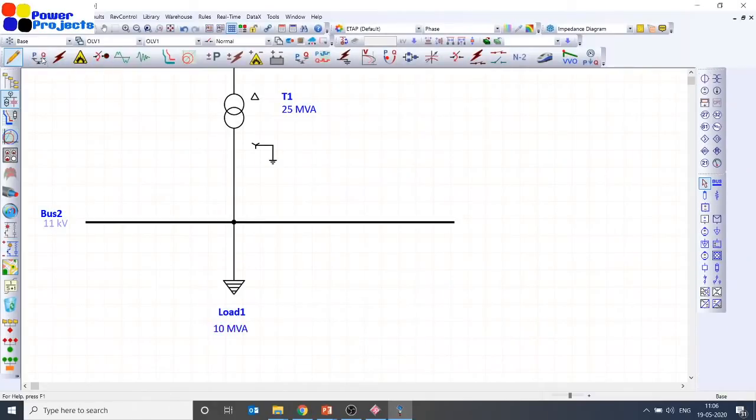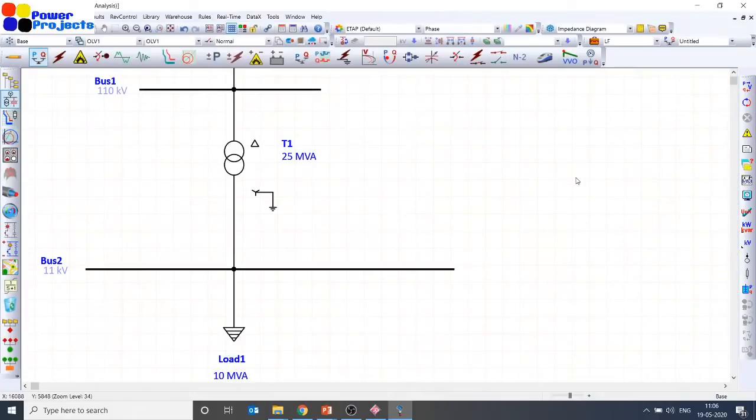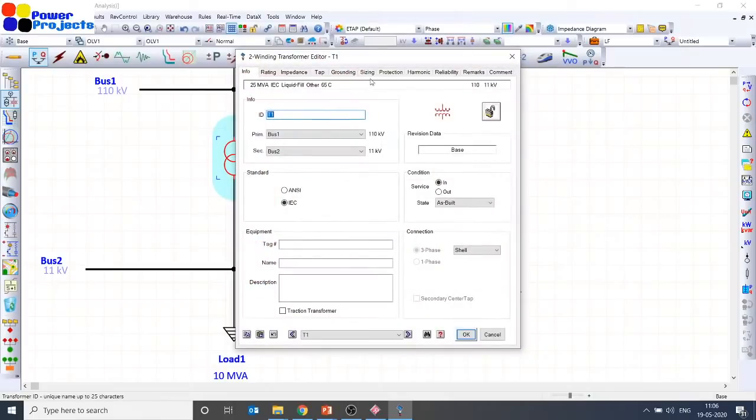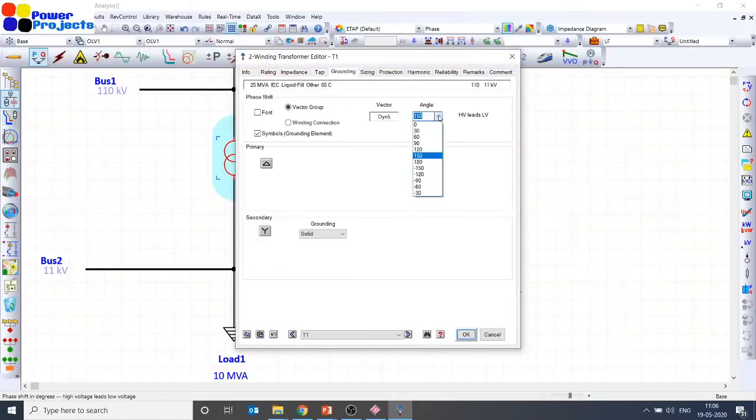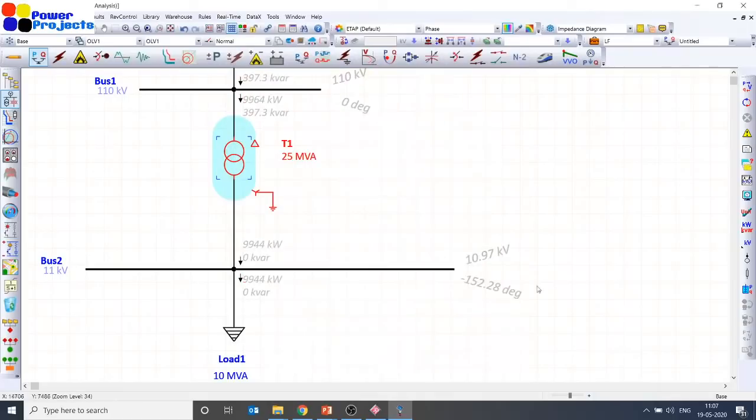Now let me run a load flow first before going for a harmonic analysis. I believe the screen is visible and the results are visible. Previously the voltage was about 11 kV. Now it has reduced to 10.97 kV. That's because of the loading on the transformer. Let me change the angle to DYN1 itself. Then the angle is minus 32.28. What is this minus 32.28? Minus 30 is introduced by default by this delta star transformer because of the DYN1 I have selected, and the additional 2.28 degrees is the lagging angle, because of the power flow in the transformer. So that's a bit clear.